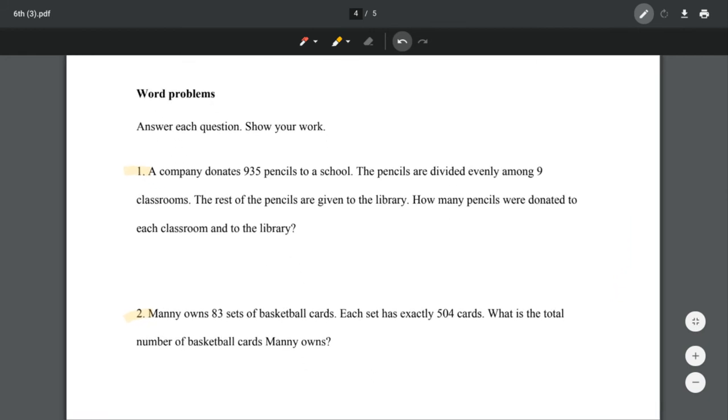So number 1. A company donates 935 pencils to a school. The pencils are divided evenly among 9 classrooms. The rest of the pencils are given to the library. How many pencils were donated to each classroom and to the library? What are we trying to figure out here? What 2 things are we looking for? Since it's division, we are looking for the quotient and the remainder.